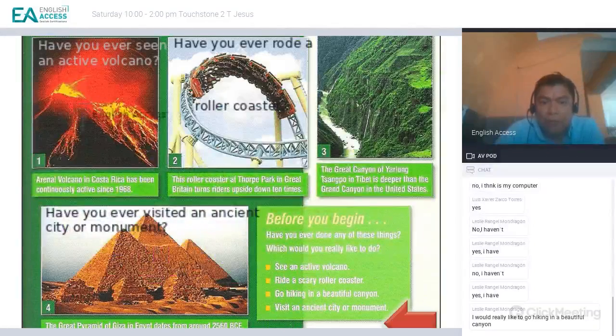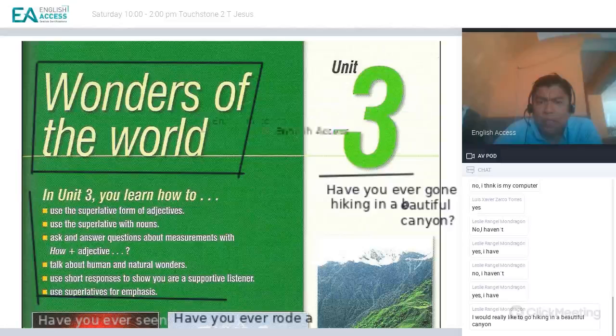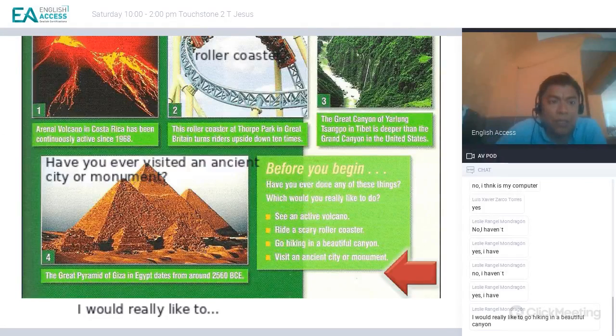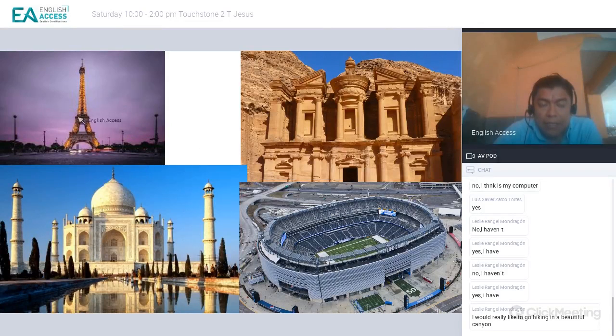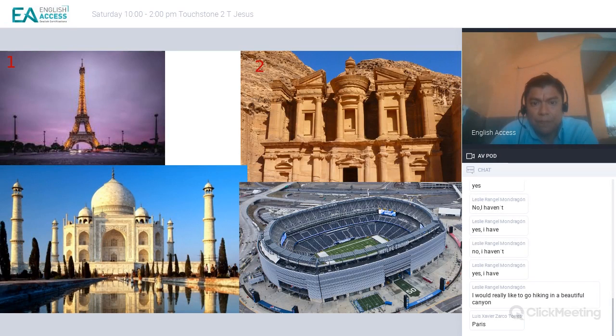Now, here we have four different things: a volcano, a pyramid, a roller coaster, and a canyon. We call these wonders. But what are wonders? Wonders. Yes? What are these? Let's go see some pictures. All right, let's see. What do you see in this picture right here? Picture number one. What do you see in picture one? What do you see in picture two? Picture three and picture four. What do you see? You can type your answers.